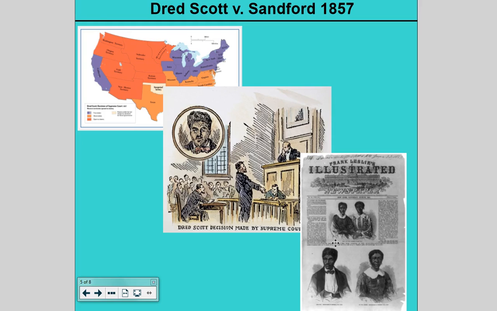The Northern Democrats are upset. Republicans are upset. Southern Democrats are delighted. And this again shows that the Democrats are weak and they're starting to split. There's going to be Northern Democrats, Southern Democrats, and that's going to have a big impact on the election of 1860.